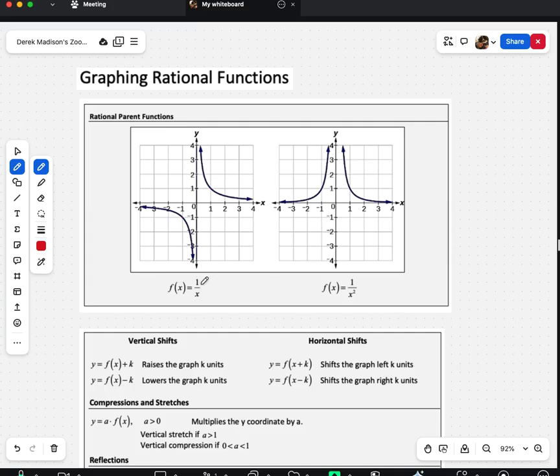So our two parent functions are 1 over x and 1 over x squared. Unfortunately, there are no good graphing questions available for the 1 over x squared ones. The few that there were seemed really buggy, so I didn't want to put them on the homework. We will see this idea towards the end of the section when we're writing equations from graphs.